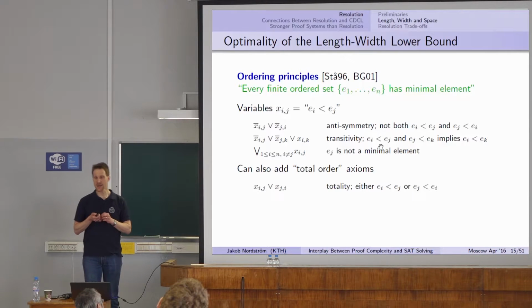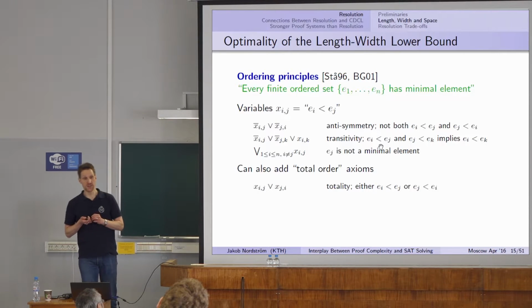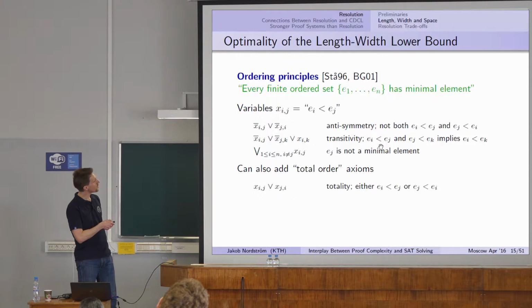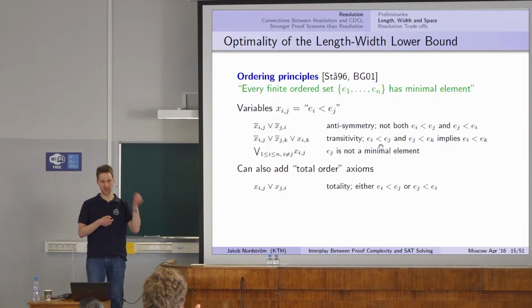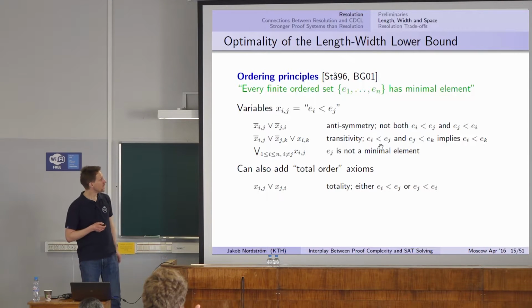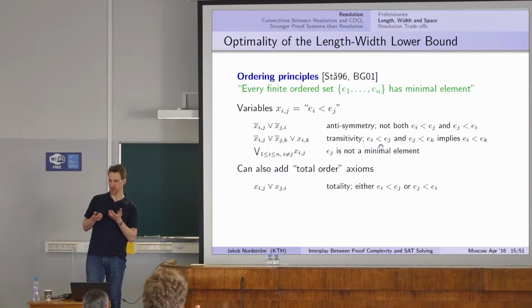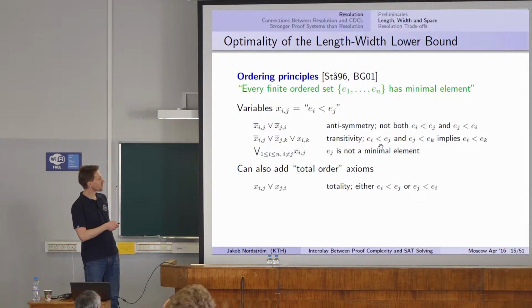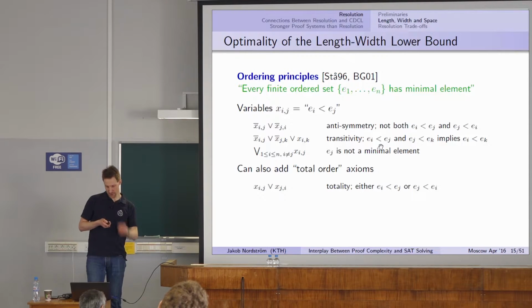It's a formula saying that every finite ordered set has a minimal element, except that we negate that. So here we have an ordering between elements e_i and e_j, as encoded by these variables. And we say that the ordering is antisymmetric and it's transitive, but for every element, there is some other element that is smaller. This was actually conjectured to be exponentially hard in the 80s. It's a candidate for a really hard formula. You can say, do you want your order to be total? You can add totality axioms, really doesn't matter too much.